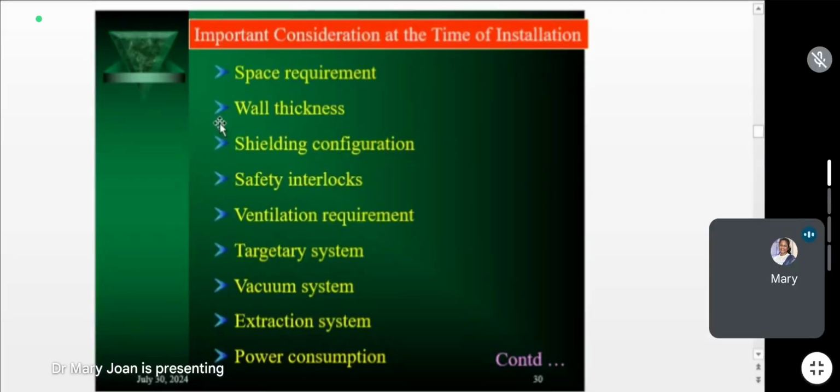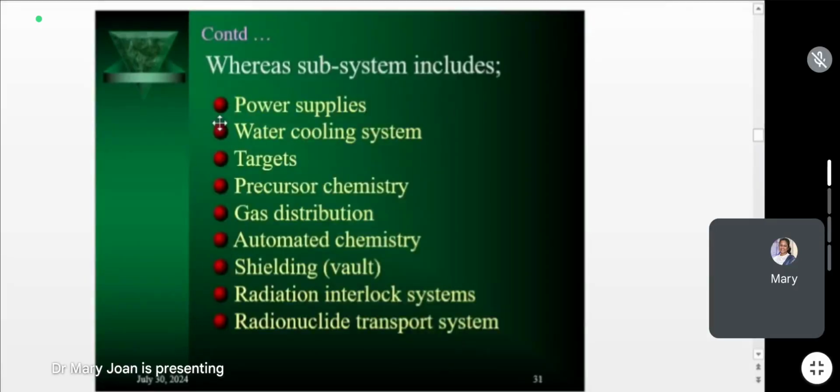Correspondingly, we have to consider increased wall thicknesses for safe handling and radiation protection practices, shielding configuration, safety interlocks, ventilation requirement, targetry system, vacuum system, extraction system, and power consumption. All these things we need to consider before the installation of the cyclotron. And the subsystems include power supplies, water cooling system, targets, precursor chemistry, gas distribution, automated chemistry, shielding, radiation interlock systems, and radionuclide transport system.